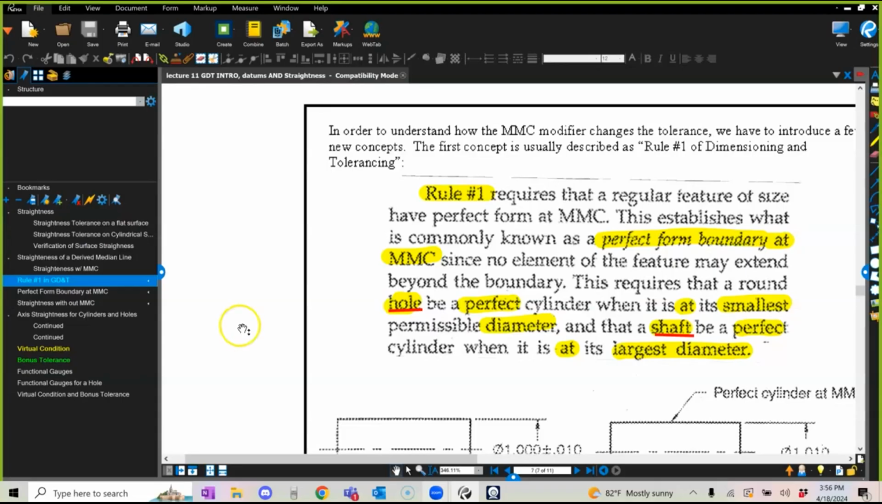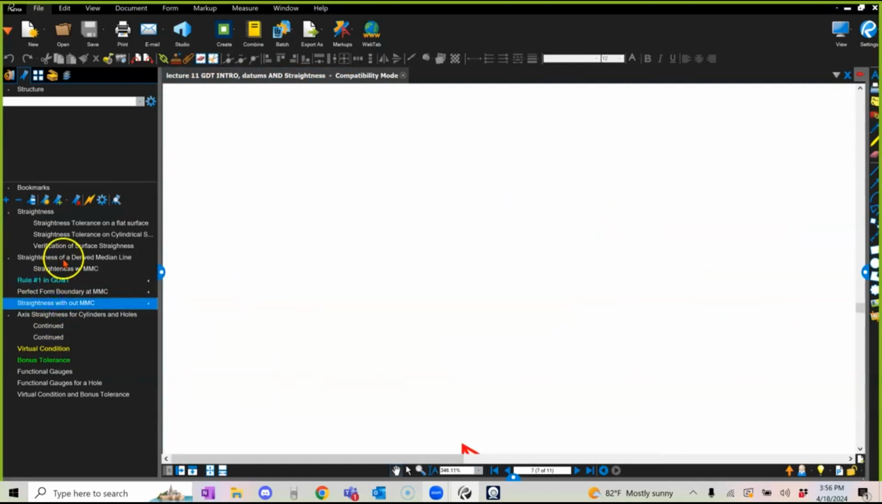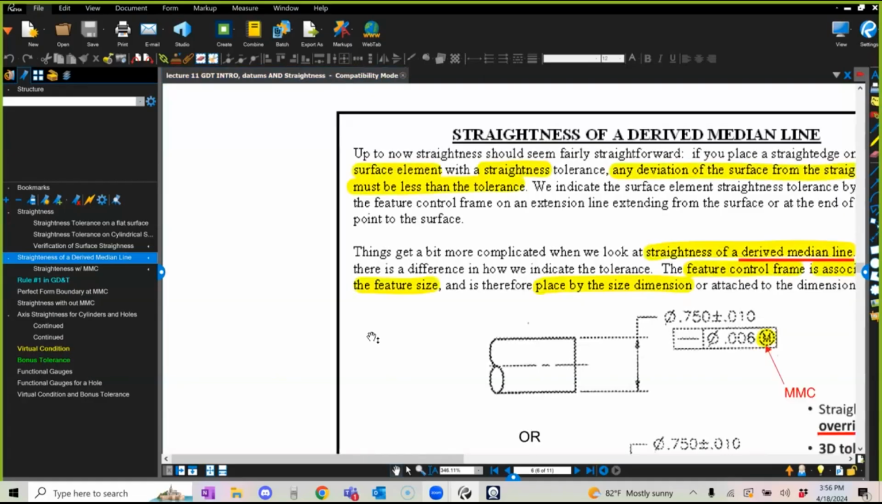So the straightness of a derived median line, which is here. Remember, you have two features: features of surface and features of size. My nose is a feature, my eyes are a feature, my cheeks are a feature, my height is a feature. So when you see something in the drawing that has a dimension associated, especially in terms of width, maybe you have a slot and I'm measuring the width of the slot, maybe I have a diameter that I'm pointing to, that is a feature of size.